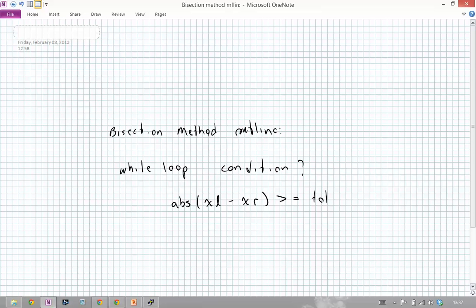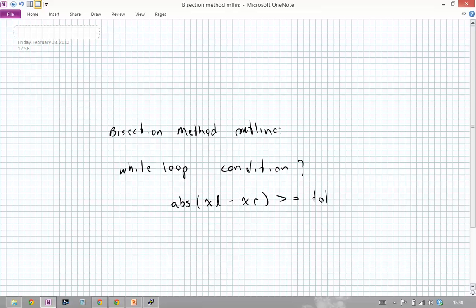XL is the left endpoint, XR is the right endpoint. ABS, what's that? Absolute value. Why is that important? Because it's the magnitude of computing. Yeah, all I care about is the magnitude. In this case, it's not really going to matter. I could just use XR minus XL, and that would always be positive because the right endpoint is always going to be bigger than the left endpoint. But I just want to use this notation because this is such a common thing to do in numerical analysis: to run an algorithm until some tolerance is met.